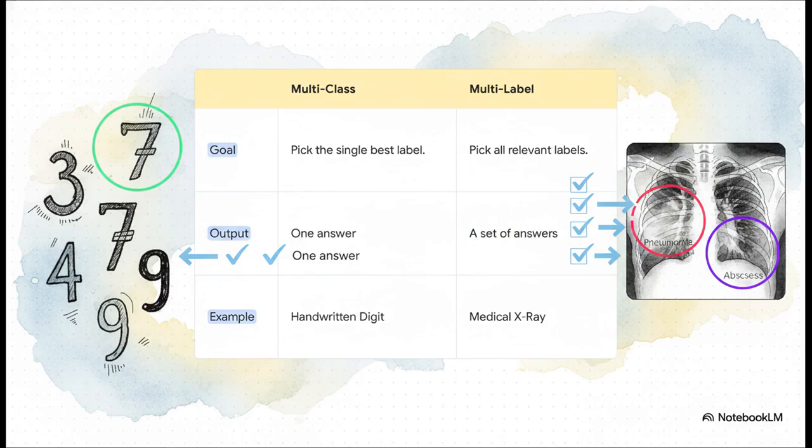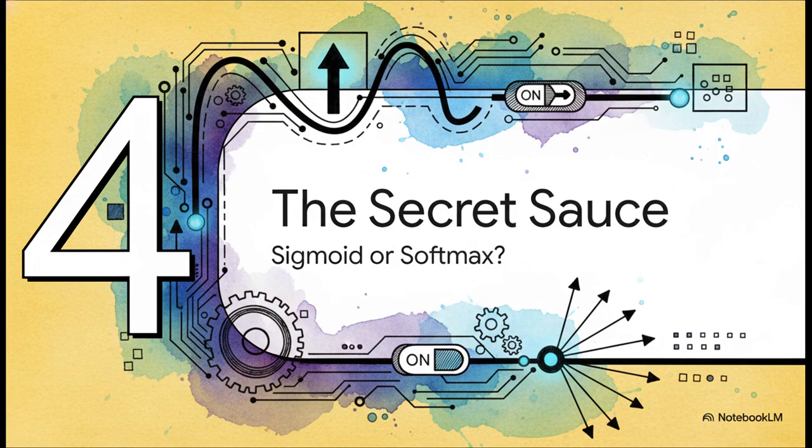But for a multi-label problem like, say, analyzing a chest x-ray, the goal is to pick all the things that apply. A patient could have both pneumonia and an abscess, and you absolutely need your AI to be able to spot both of them. It's a critical difference. So, this brings us to the technical secret sauce. We need some kind of mechanism, like a mathematical switch, that tells the model, hey, for this problem, give me just one answer, or for this one, give me all the answers that fit.